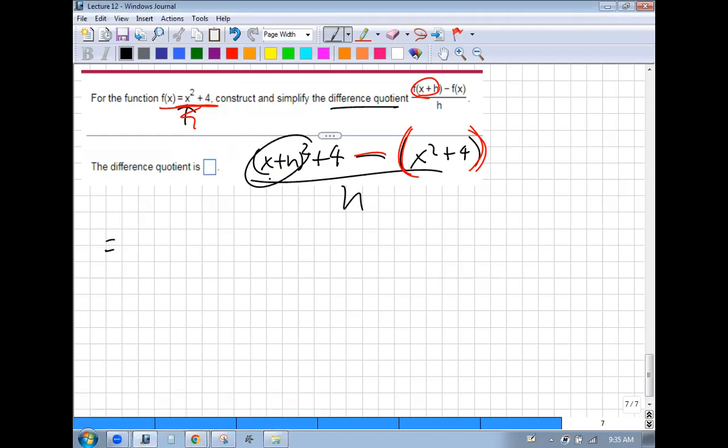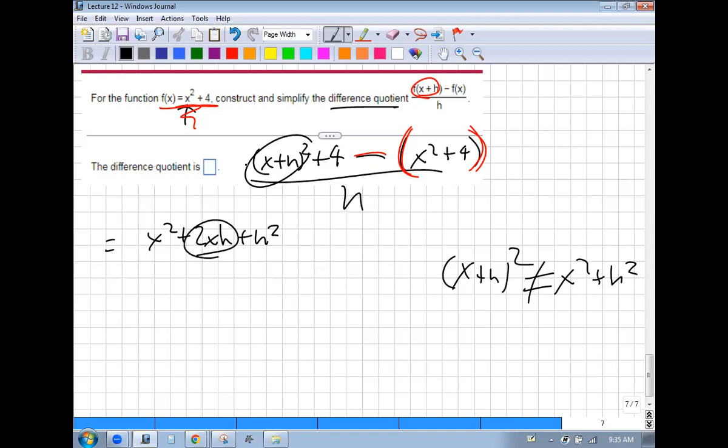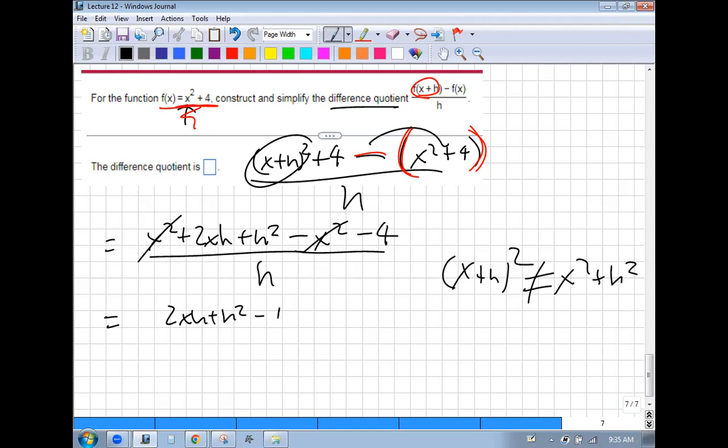So square this, you get x squared plus 2xh plus h squared. Remember, x plus h squared is not x squared plus h squared. Basic algebra stuff. You get the cross terms. Then we have minus x squared and then a minus 4 all over h. And then those cancel. So we get 2xh plus h squared minus 4 over h. That's your difference quotient.